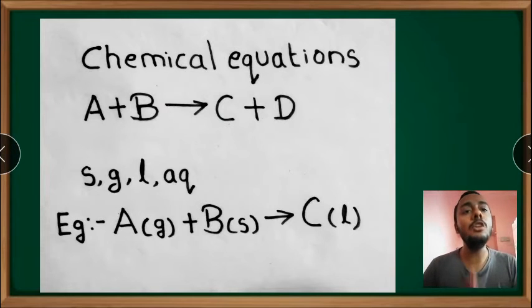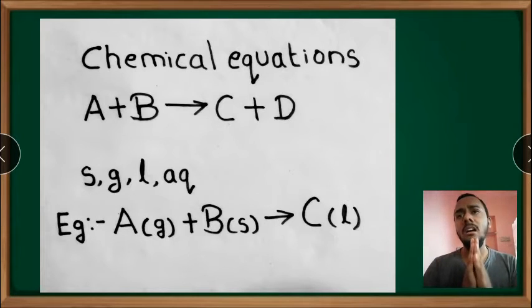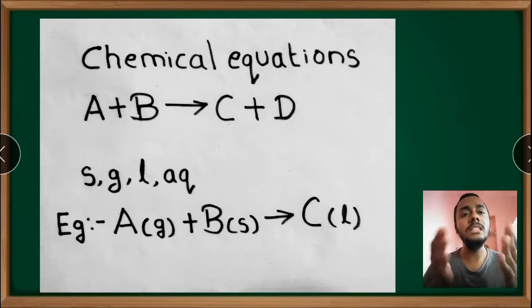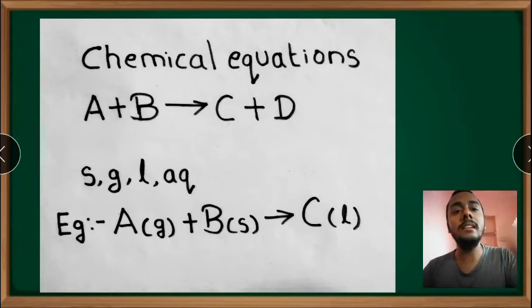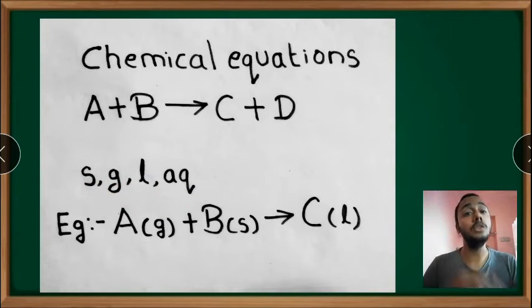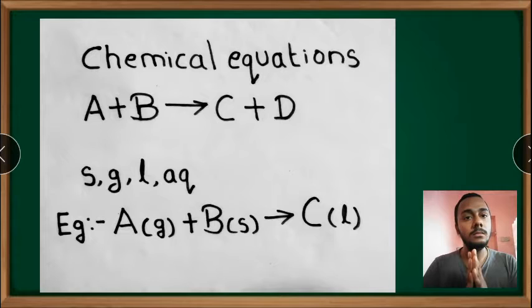Apart from this, we also need to write the different states to which each component belongs, that is whether it is in solid, gaseous, liquid or aqueous state. For that we use these letters S, G, L, AQ. The S denotes the solid state, G denotes the gaseous state, L the liquid, and AQ denotes when the element is dissolved in water. Okay, aqueous, when it is dissolved in water.